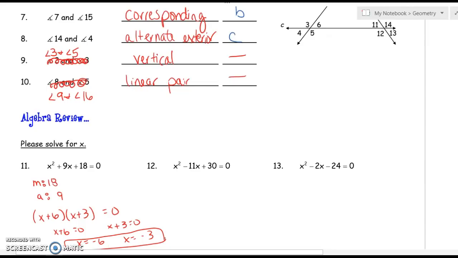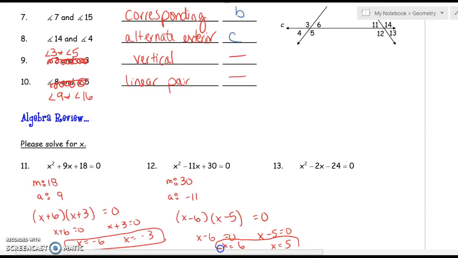All right. We'll do one more. With this one, multiplies to be 30, adds to be negative 11. You're going to have to use some kind of a negative. It's going to end up being x minus 6 and x minus 5. And then you set them equal to 0 and solve. So some algebra, like factoring stuff, is going to come back to haunt you a little bit in the homework and stuff. All right, so that's all the angle pair stuff.